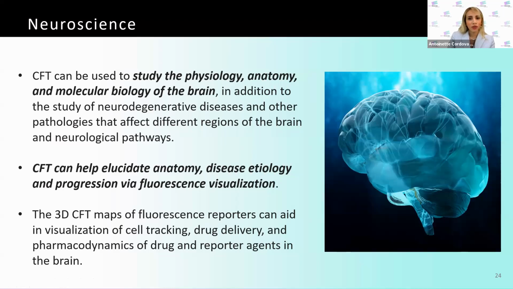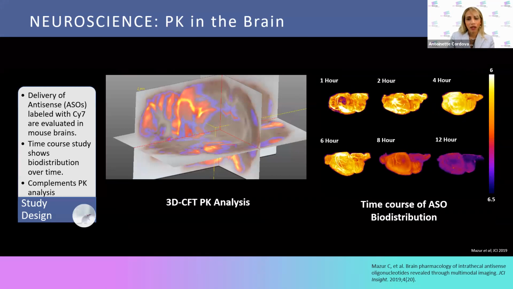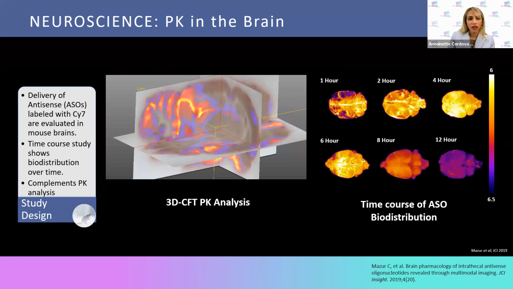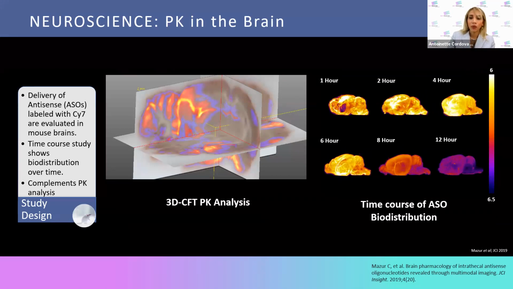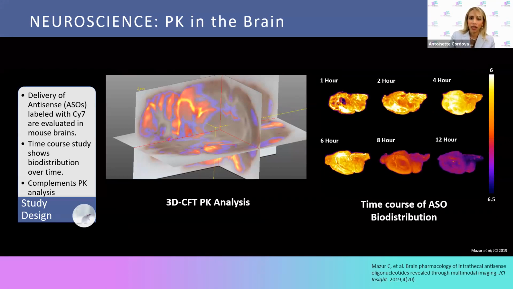Now, in regards to neuroscience, it's very important to focus on neuroscience because understanding the anatomy, the disease etiology, and the progression of disease using fluorescence visualization can be accomplished using CFT, as the next study will show. Here we're looking at PK in the brain. In this study, we looked at the delivery of antisense oligonucleotides that were labeled with a size 7, and they were then evaluated in mouse brains.